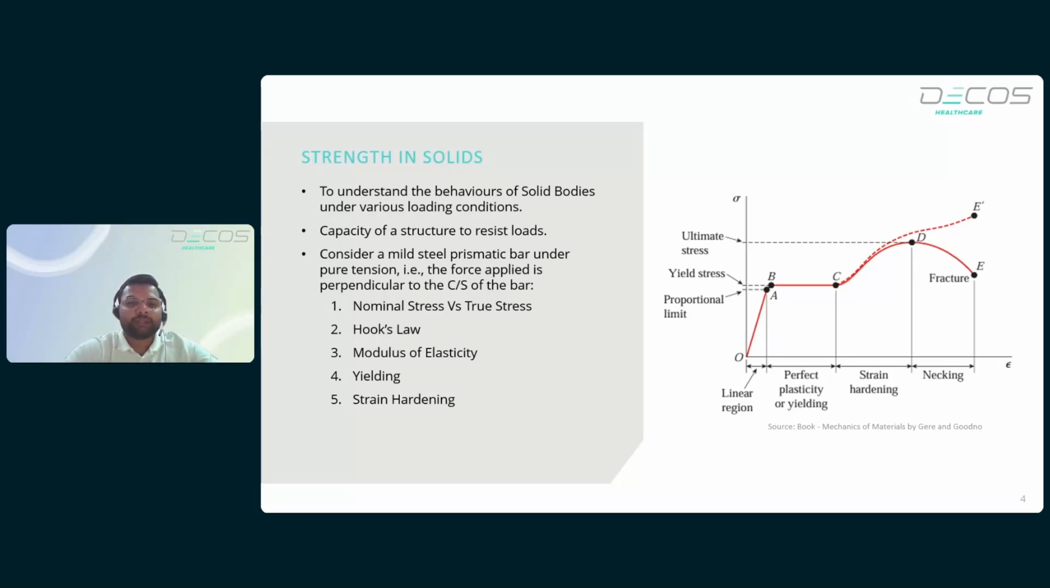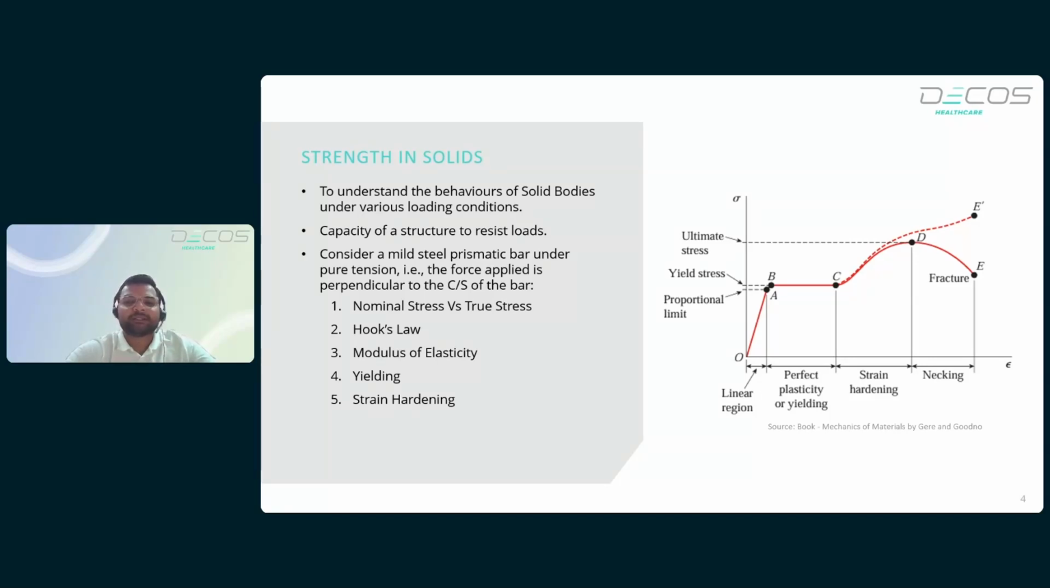Similarly, in case of forces perpendicular to the cross sectional area of a round bar or a square bar, the specimen will be subjected to tensile loading. The other way around, it will be compressive, right? Similarly, there can be bending stresses, there can be other stresses, there can be a combination of stresses, right? So each solid behaves differently under different loading conditions, right?